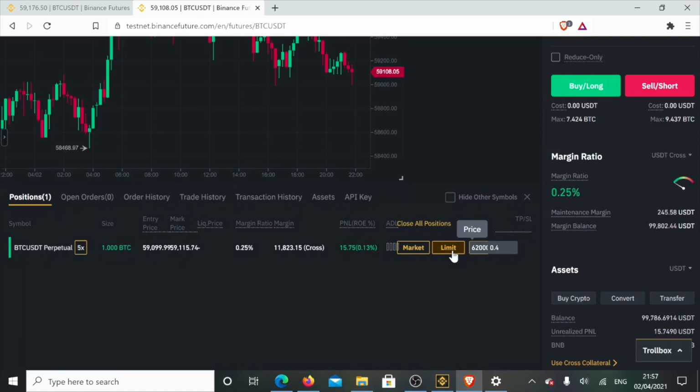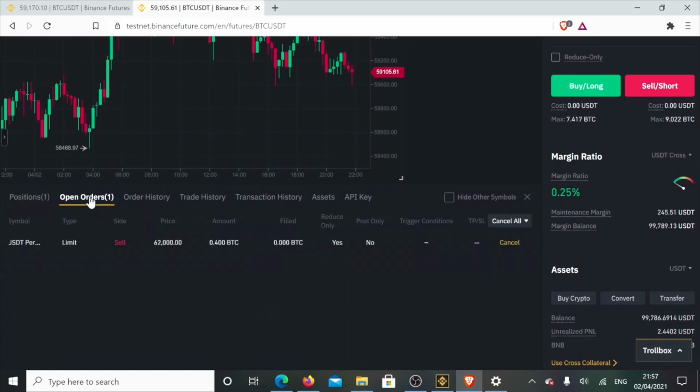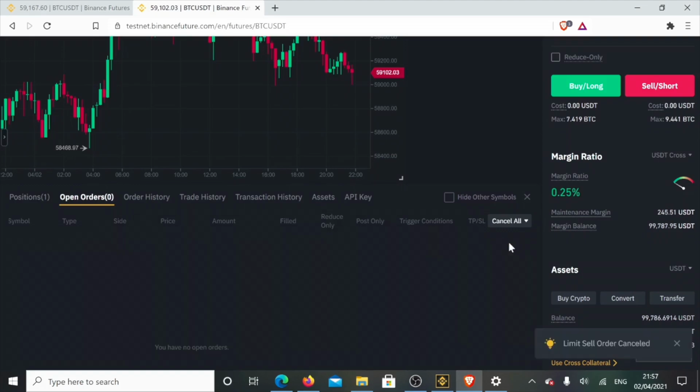If you're clicking on market, it means you are taking the profit or the loss you have on your trade immediately. Your trade will be settled immediately. Okay, so click on limit. Can you see? Order submitted. Now, if you want to check this order, just come to your open order, click on it, and you can see you want to sell 0.4 BTC at what price? 62,000. And if you change your mind also, you can decide to cancel. Exactly, as simple as that.